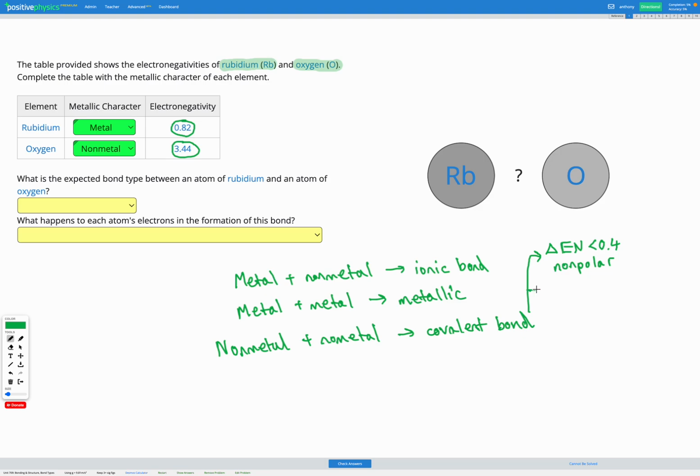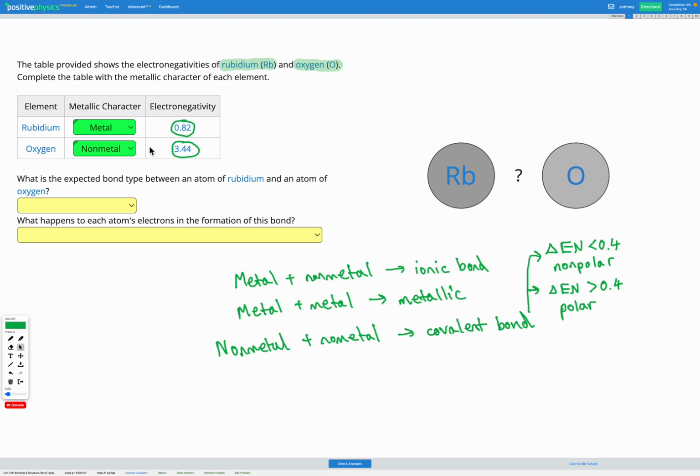On the other hand, if the electronegativity difference between them is greater than 0.4, that's typically a polar covalent bond. Polar means that one of the atoms in the compound is more electronegative, pulling the electrons towards it more strongly than the other one. They're still sharing the electrons, but one of them has pulled the electrons closer to it than the other. As a result, one end of the molecule is more negative and one end is more positive. That's called polar, or a polarized molecule.